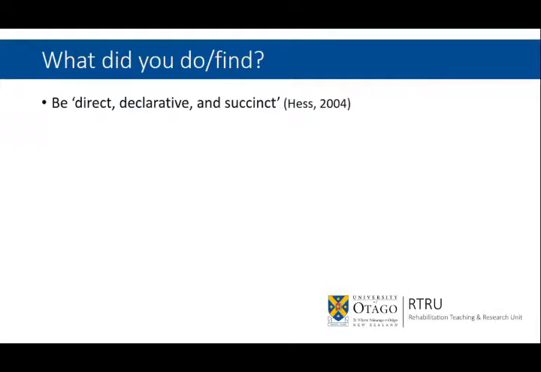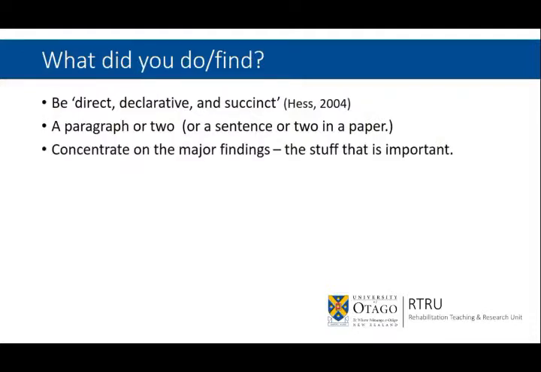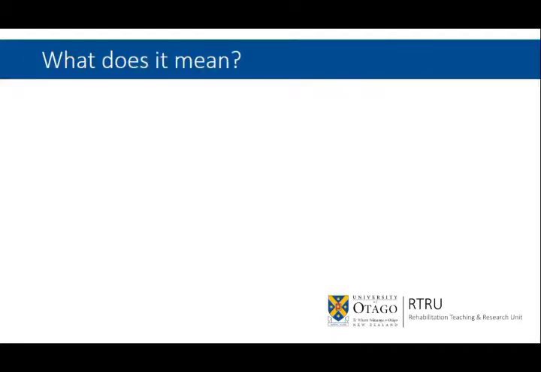In terms of what you did and found, you need to be declarative, direct and succinct. You want to cover this in a paragraph or two, or if you're writing a short journal article for publication, this might need to be only a sentence or two. You don't want to reproduce your results in their entirety in your discussion section. Just concentrate on the major findings, the stuff that is most important from your work.